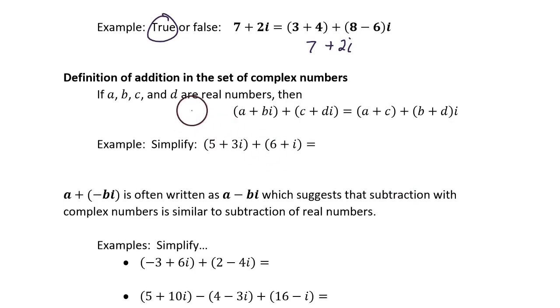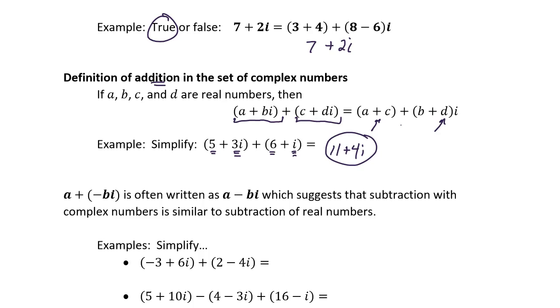Here is the definition of what it means to add complex numbers. If you want to add this complex number plus this complex number, then what you do is you add the real number terms together and you combine like terms on the i term. Here's an example of this. Add together 5 plus 3i plus 6 plus i. Combine like terms. 5 plus 6 makes 11, and then 3i plus 1i. That makes positive 4i.